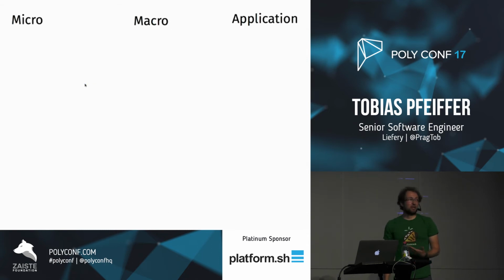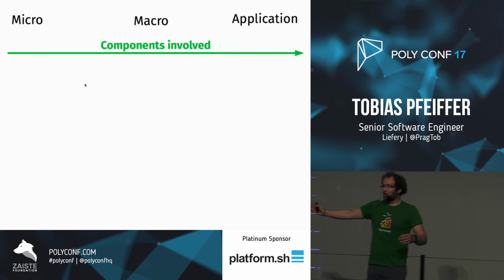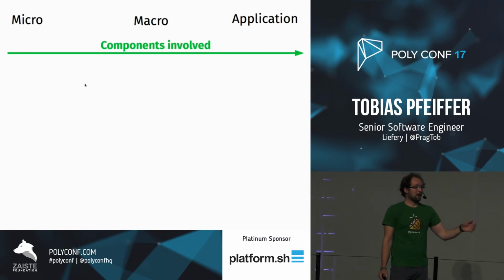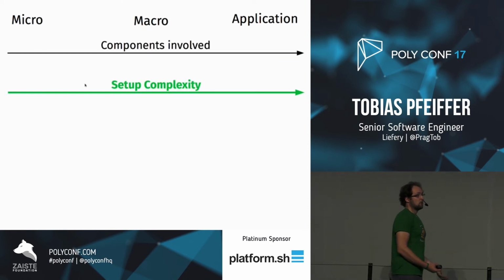So what does that even help us? In general, going from which direction? From your stage right, your left, from left to right, the number of components involved goes up as we go in the other direction. Because first it's a little function, then it's more. But so does the setup complexity.